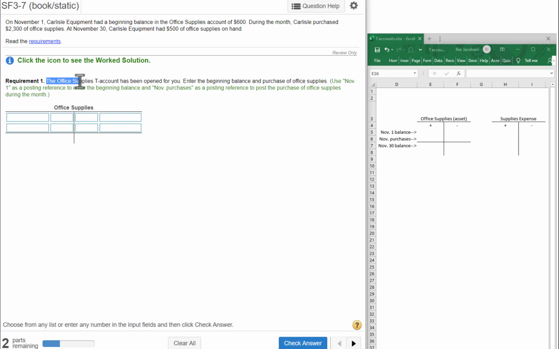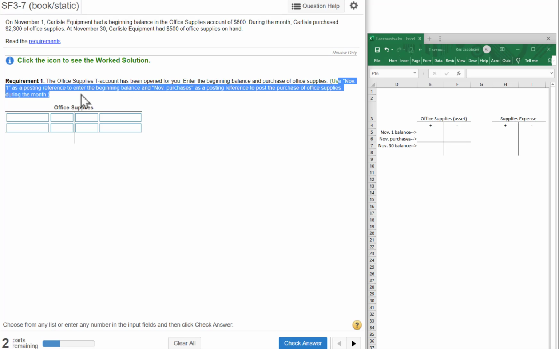Requirement 1. The office supplies T account has been opened for you. Enter the beginning balance and purchase of office supplies. Use November 1 as a posting reference to enter the beginning balance and November purchases as a posting reference to post the purchase of office supplies during the month.